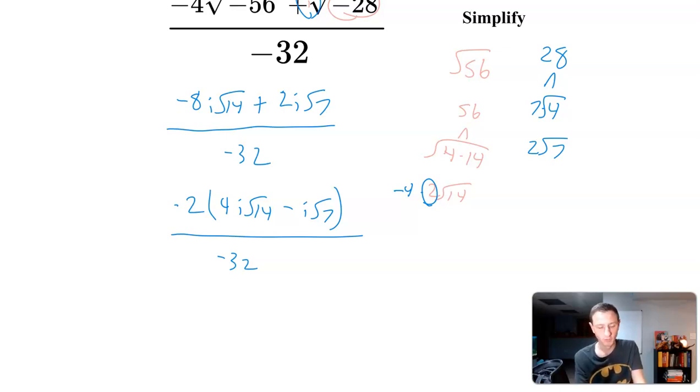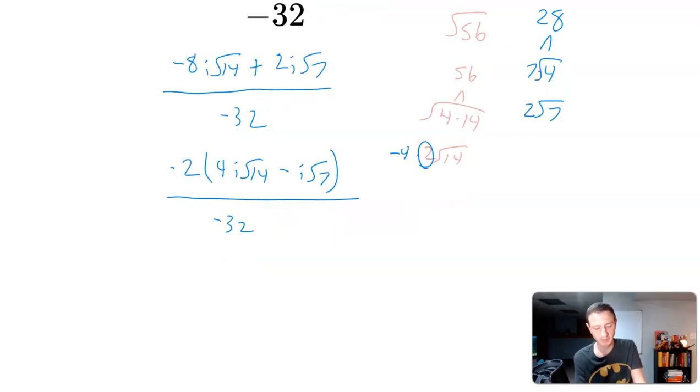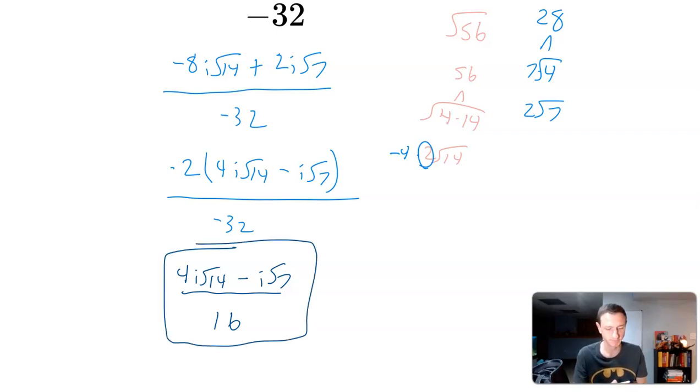Now we can simplify negative over negative as a positive. So right here, negative over negative is a positive. 2 over 32 simplifies down to 16 on the bottom, with 4i root 14 minus i root 7. And then that would be simplified. Going back to this step real fast, taking out the 2 is a must, because the 2 is going to simplify with the 32. So yeah, that's a fun one.